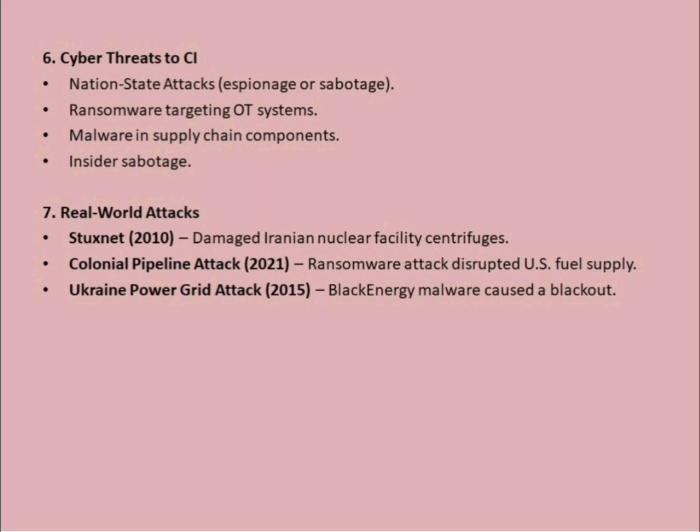In 2010, the Stuxnet attack targeted Iran's nuclear facility by infecting its industrial control systems and damaging centrifuges, slowing down its nuclear program. In 2021, the Colonial Pipeline ransomware attack in the U.S. forced the shutdown of a major fuel pipeline, leading to fuel shortages and panic buying in several states. In 2015, the Ukraine power grid attack used the Black Energy malware to cause a massive blackout, leaving hundreds of thousands without electricity in the middle of winter. These incidents prove that CI systems are high-value targets for attackers, and even a single successful breach can have nationwide consequences. Strengthening cyber defenses, training personnel, and continuously monitoring for threats are essential steps to protect these vital systems.